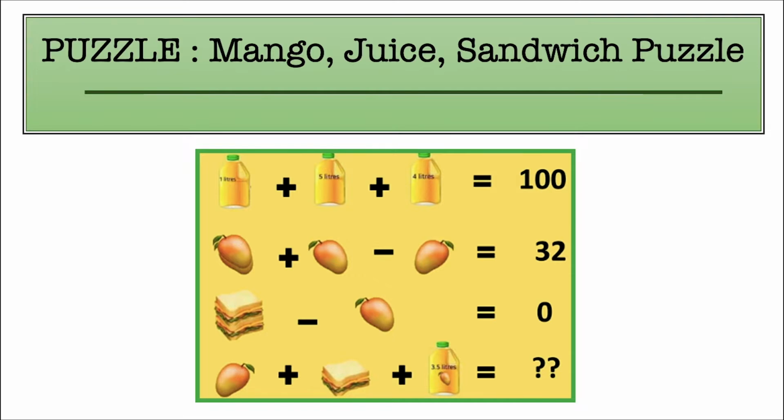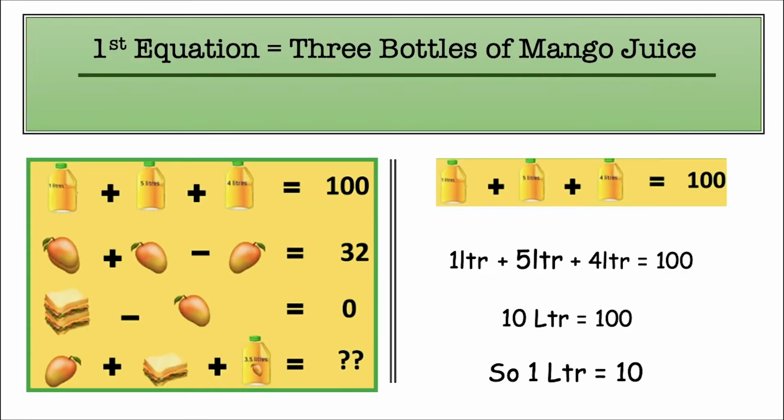Here we go. So we'll take our first equation. Before solving the first equation, I should say there are two ways to solve this problem. I have shown both the ways in the video. Please check out both the ways. So let's continue. In the first equation, we have got 3 bottles of mango juice, but the quantities mentioned on the bottles are different. In the first bottle it's 1 liter, in the second bottle it's 5 liters, and in the third bottle it's 4 liters.